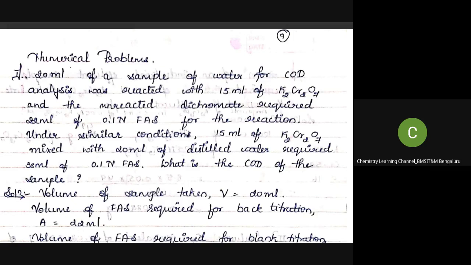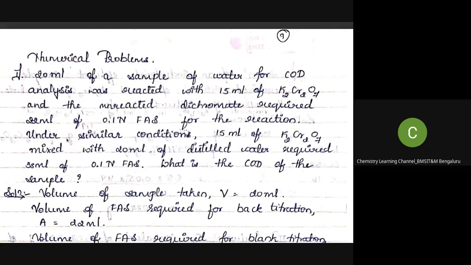Okay, so here, 20 ml of the sample of water. This is V. The volume of the sample taken is V, and it is 20 ml. For COD analysis it was reacted with 15 ml of potassium dichromate. And then the unreacted dichromate required 22 ml of 0.19 FAS for the reaction.